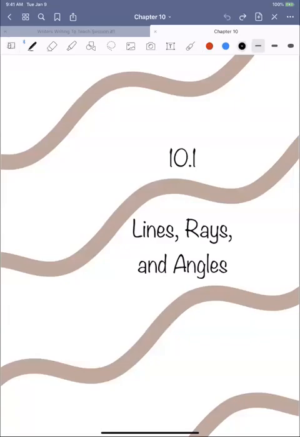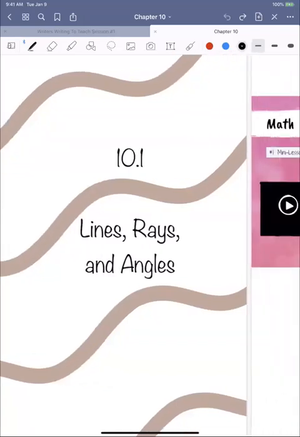Hey, fourth graders, we are starting a new chapter this week in math, chapter 10. This is our first chapter in geometry, so here we go. Today's lesson is 10.1, and this covers lines, rays, and angles.